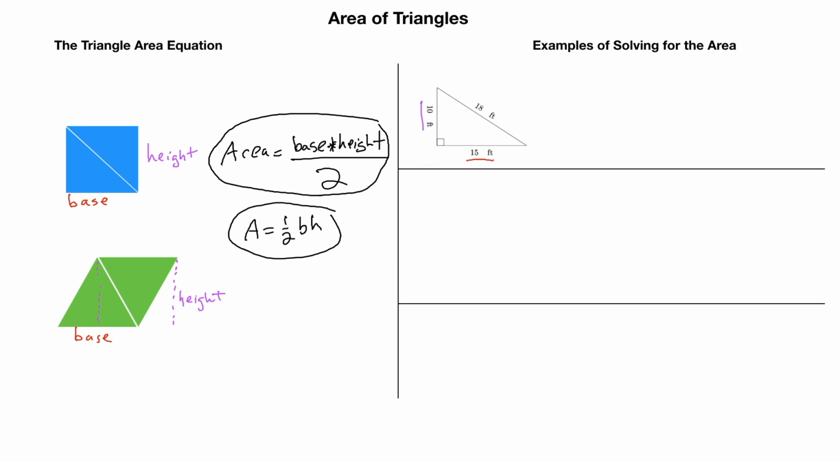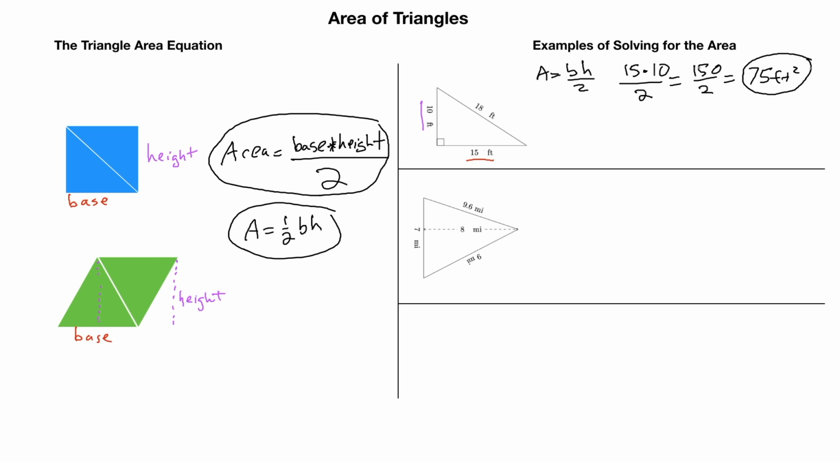We're just going to put that in the equation of area equals base times height divided by 2. So I will simply do base is 15 times the height is 10 and have to divide the whole thing by 2, or 150 divided by 2, or 75 feet squared, because we always do squared when we're talking about area. That would be the area of that triangle.